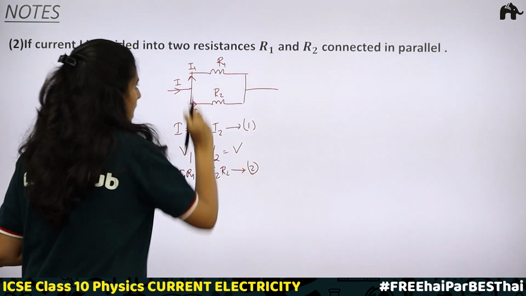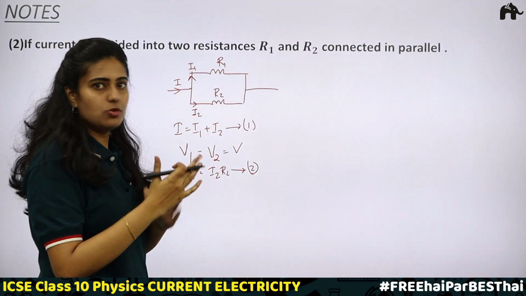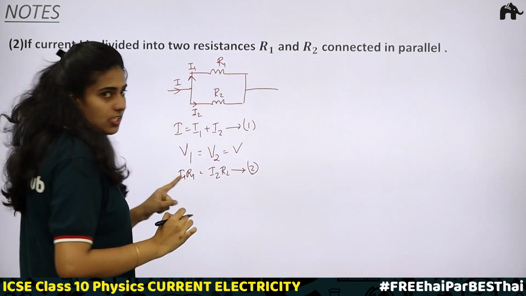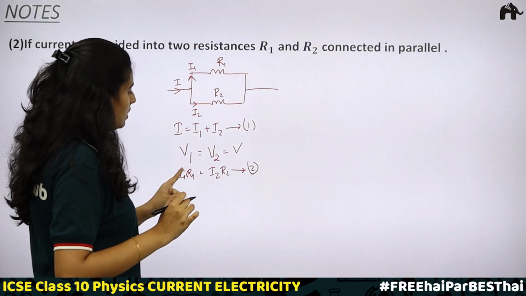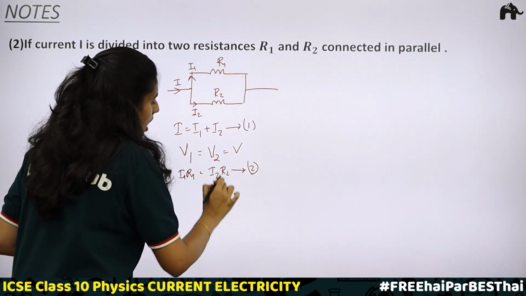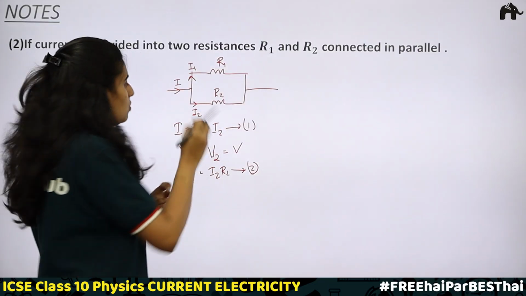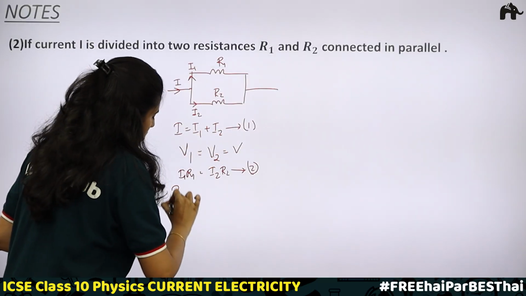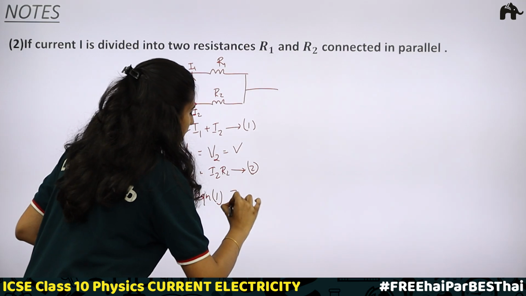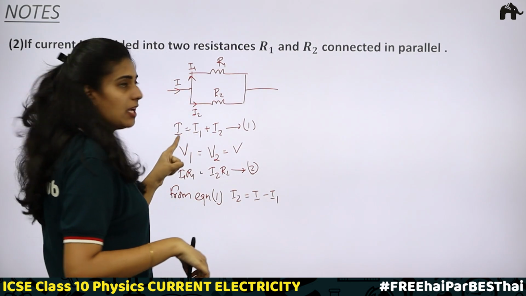Now we need to find the current I1 across R1 and I2 across R2. How to find this? Let's see. In this equation, how do we get I1? I1 will be I2 R2 divided by R1. Before that, how can you replace I2, because we don't know the I2 value? We need to find I1. From equation 1, we have I2 equal to I minus I1.